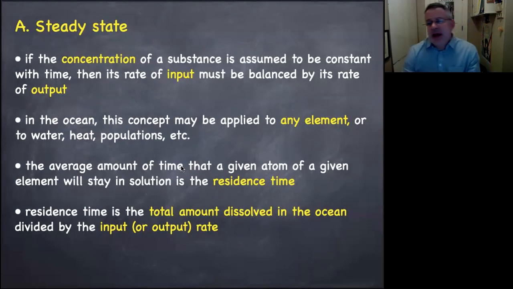The average amount of time that a given atom of a given element stays in solution is called the residence time. And the residence time is the total amount that's present dissolved divided by either the input or the output rate. You can use either because, as we just said, if the concentration is relatively constant, then the input is equal to the output. So if you take the concentration divided by the input or the output rate, that gives you a time scale.